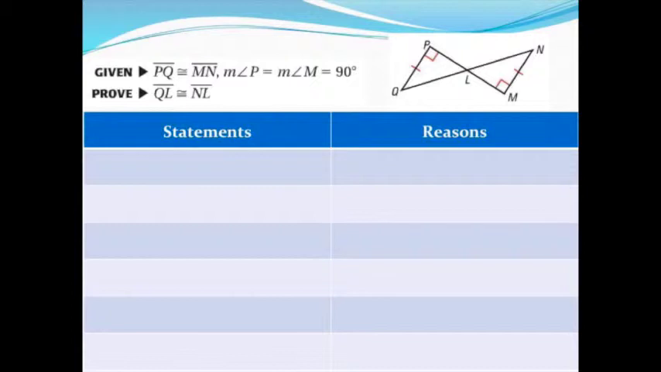Notice in these proofs, unlike the other proofs we've taken a look at, we're not trying to prove that two triangles are congruent to each other. We're trying to prove that two parts of those triangles are congruent to each other. So we're going to have one extra step in our proofs. The good news is it's going to begin the same way.